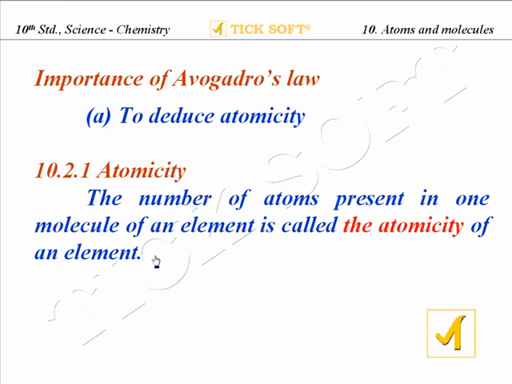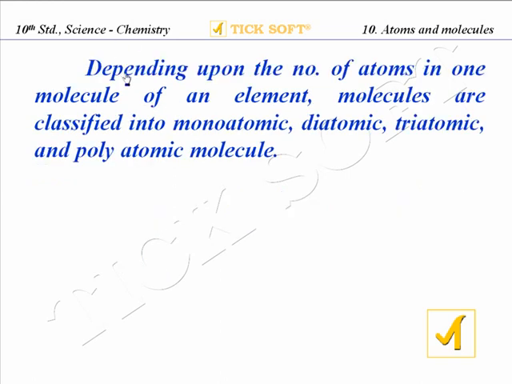Whereas helium, neon, argon, krypton, xenon and radon are considered monatomic gases, so their atomicity value is 1. Ozone, O3, contains 3 oxygen atoms, so its atomicity is 3. Atomicity is defined as the number of atoms present in one molecule of an element. Depending upon the number of atoms in one molecule of an element, molecules are classified into monoatomic, diatomic, triatomic and polyatomic molecules.